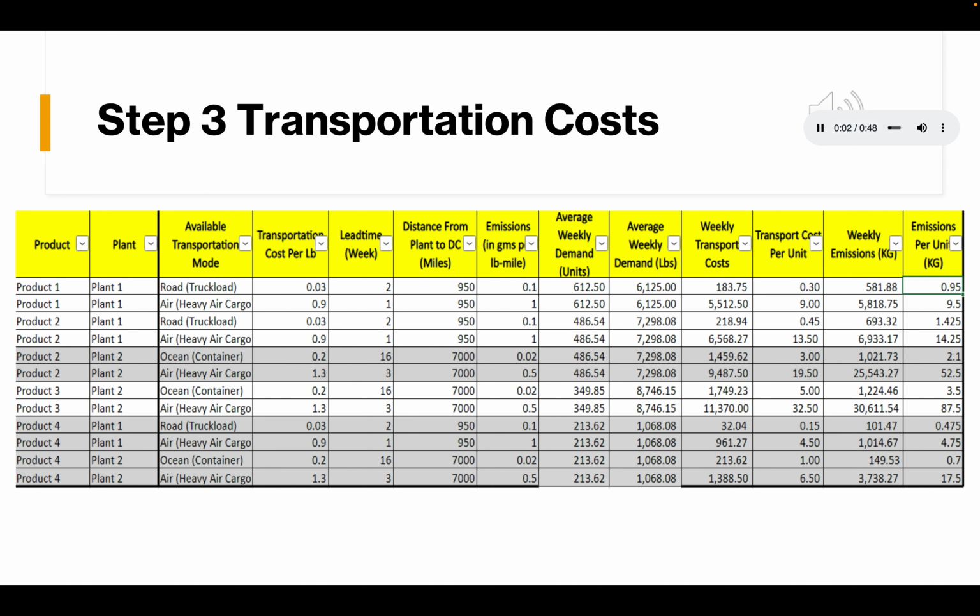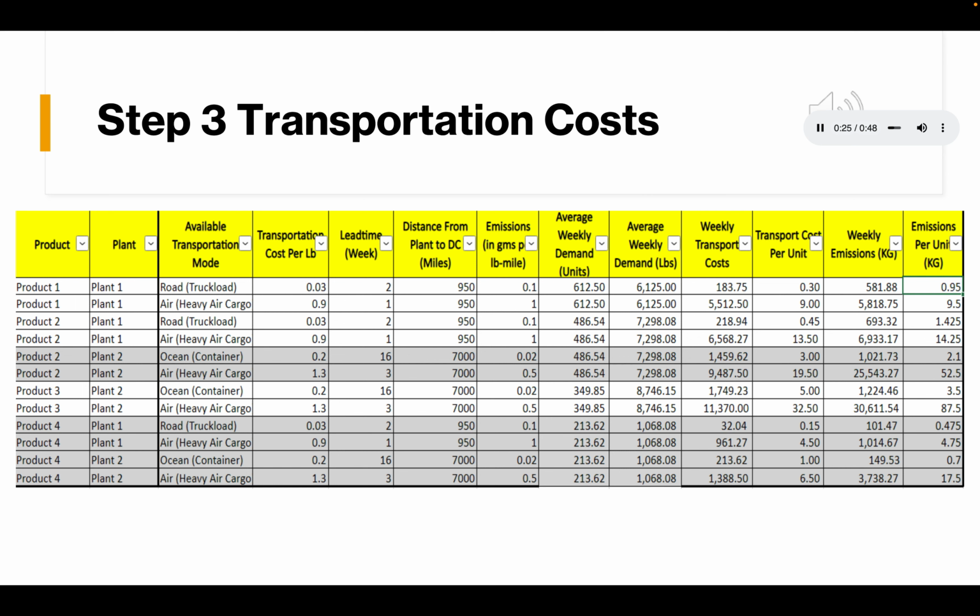In this step, we used the average weekly demand in pounds to calculate total weekly transport costs for each individual product, depending on the transportation method chosen. We then took this number and divided it by the weekly unit demand to find the transportation cost per unit. This data showed us that trucking is the cheapest transportation method, however, it does come with some of the longest lead times.